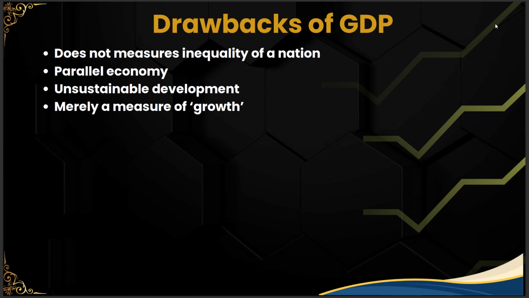See, GDP on its own fails to measure the inequality of the nation. See, it measures economic growth but does not measure the inequality. It does not describe whether people are benefiting from the economic growth or not. It does not describe that. The next is the parallel economy. See, parallel economy in the sense is nothing but black money circulation due to tax evasion and illegal income sources which are not counted for.